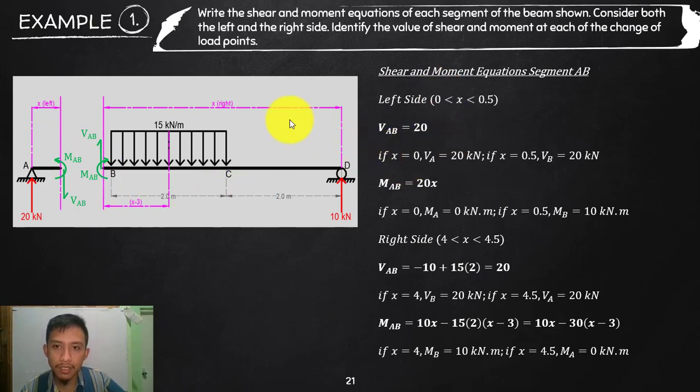So at x equals 0, let's say I want to get the shear at A, x equals 0, shear is 20. And even if substituting x equals 0.5, that is at your point B, your shear is still 20. Okay? How about the moment?